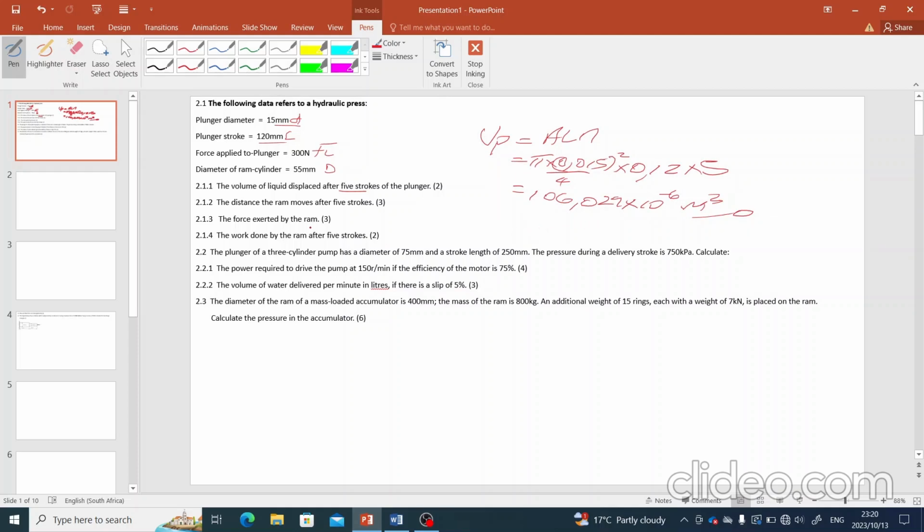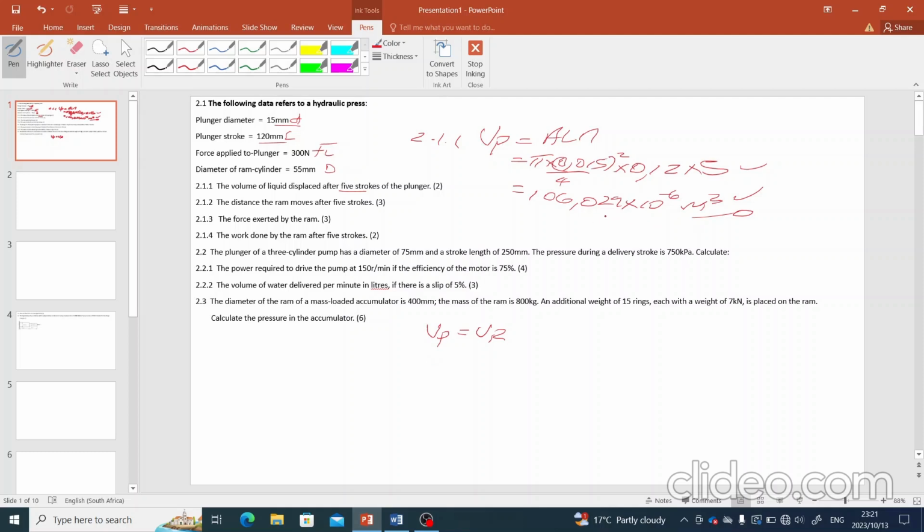Okay. Then the second question, this is question 2.1.1. This is how you tackle it for 2 marks. Then question 2.1.2. They want us to calculate the distance the ram moves after 5 strokes. Then we'll be using this formula: Vp equals to VR.